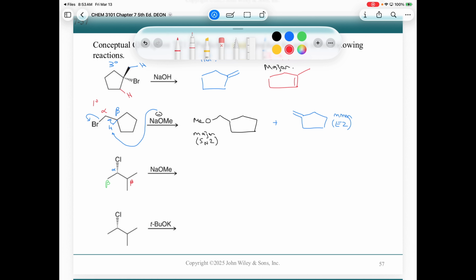E2 will be the major product, but there's 2 different types of beta protons. Which one is it going to rip off preferentially? Anybody have an idea? Would it be the red one or the green one? So hold on, is this a hindered base or an unhindered base? No. Hindered has to be big. Methoxide is very small, right? Methoxide, ethoxide, hydroxide, those are small. The only big one would be t-butoxide or DBU or DBN, something that's really giant, okay?